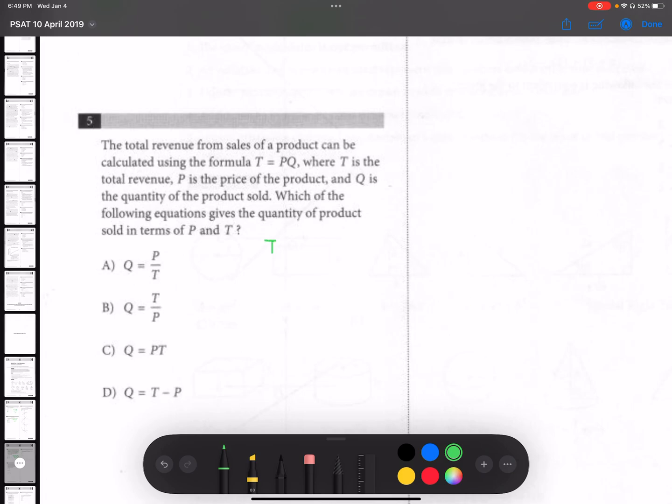So this is our equation, and we are asked to find Q. We have to find it in terms of Q. So that means that Q is equal to, we have to take P to the other side. It's multiplication here. We take it to the other side, it will become division. So T over P. So that means B is our answer.